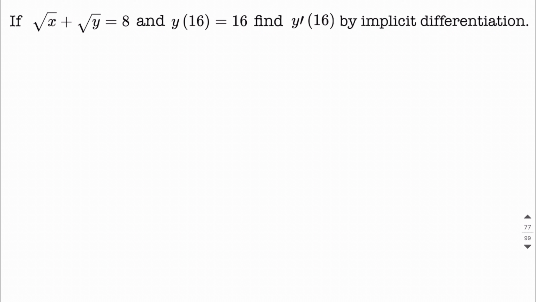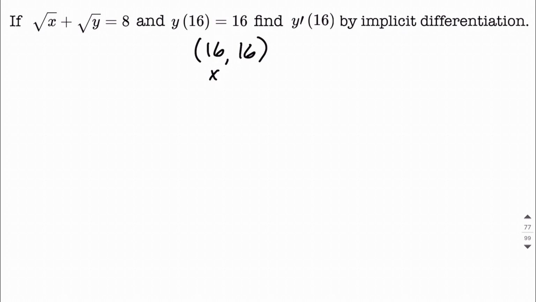Okay, on this example, we're given an equation in two variables with x's and y's. We're given this information that y of 16 equals 16. And I understand that notation is a little bit weird. Basically this means if you have 16 plugged into the function, like y is the function name, you're also going to get out 16.